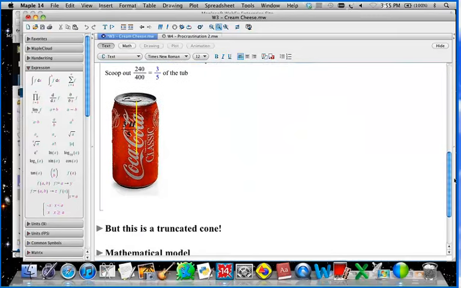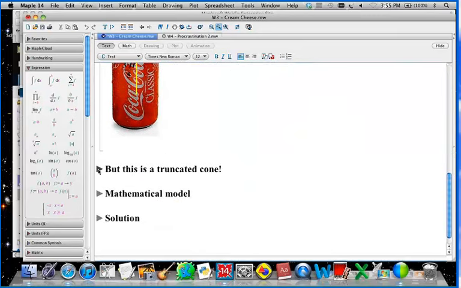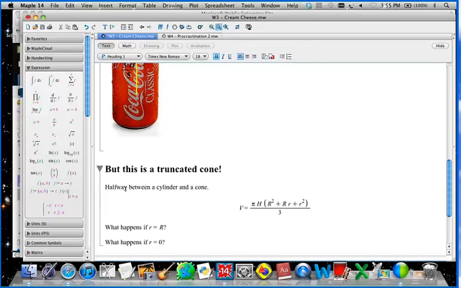This is a shape called a truncated cone. It's halfway between a cylinder and a cone. Now, I looked up the volume formula. You can actually derive this. It's a good exercise for a math teacher to do, but if you're too lazy or you don't have time to do that, look it up on Google.